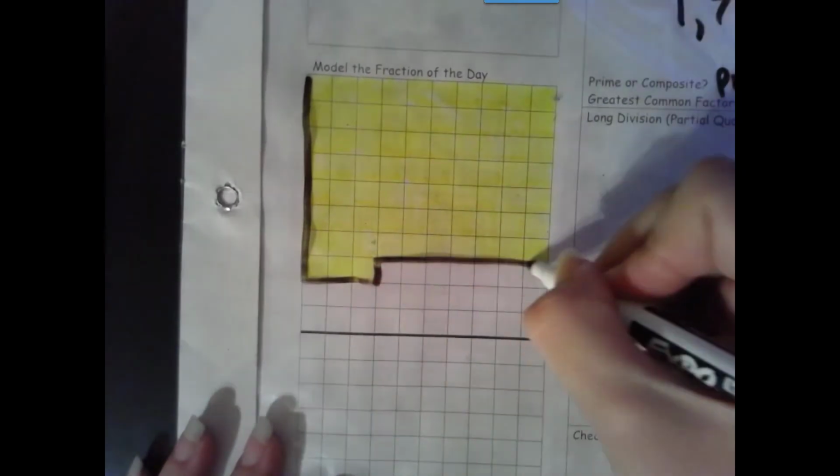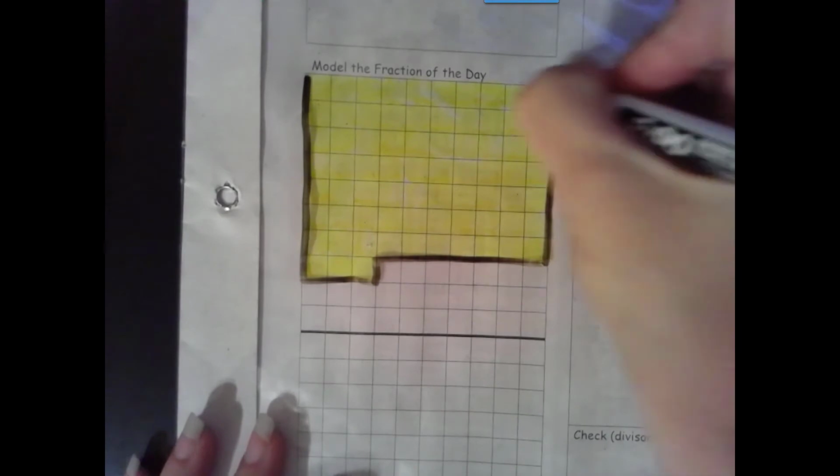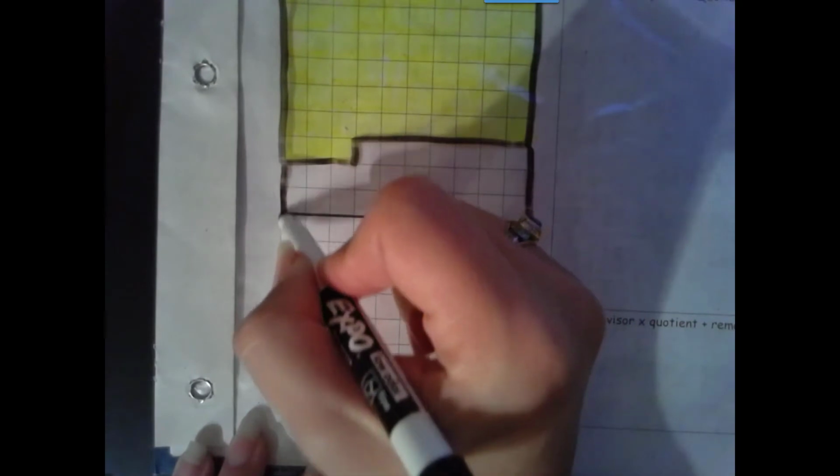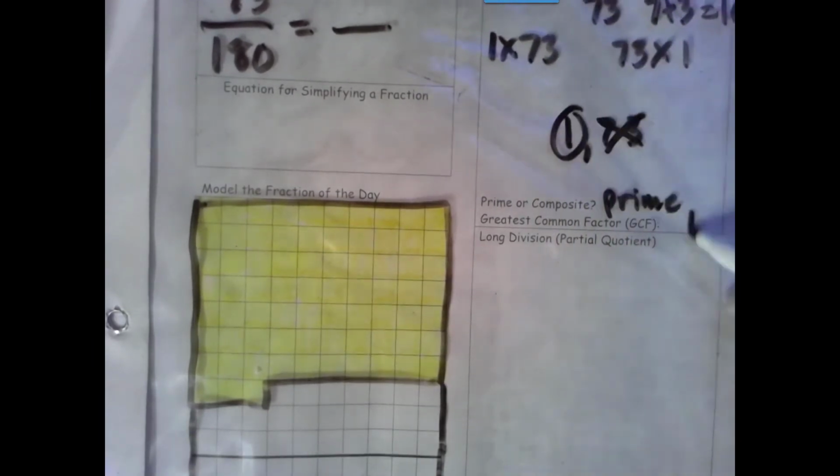Make sure you keep your shaded separated from your unshaded and that there are 73 in each group. So here I have 10, 20, 30, 40, 50, 60, 67. Plus 3 is 70, plus 3 more is 73. I'm left with 34. So that means that 73 is not our greatest common factor. That leaves 1 as our greatest common factor.